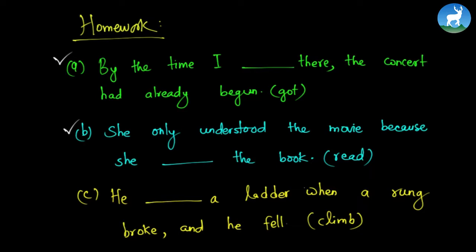Let's go to number B. She only understood the movie because she, is it read, had read, or had been reading, or was reading? So find out the best answer. Go to last part. He blank space a ladder when a rung broke and he fell. He had climbed, or was climbing, or had been climbing. So that's your job to find out.